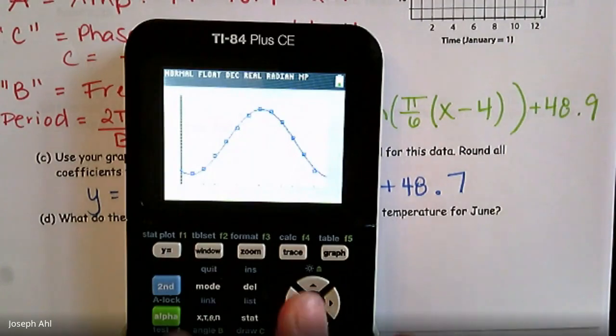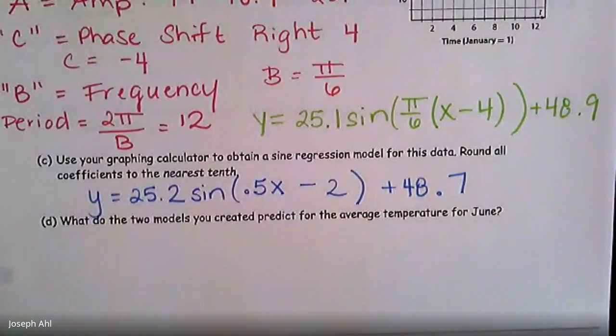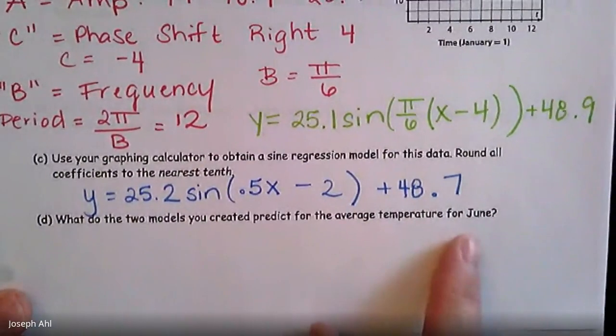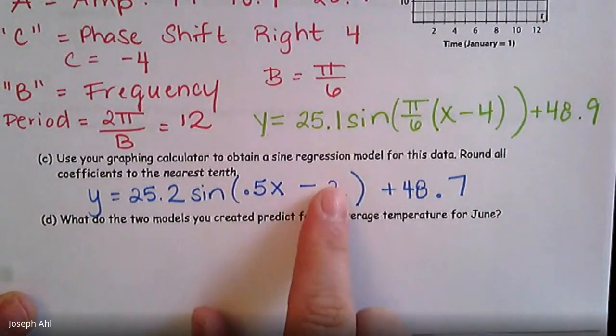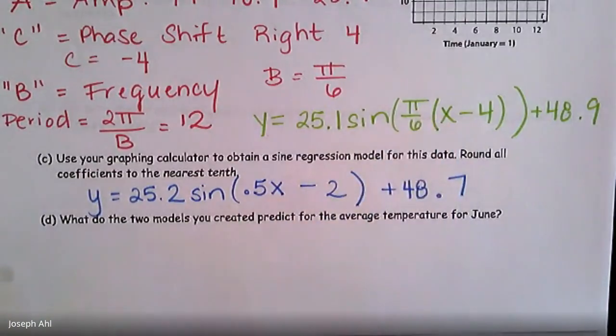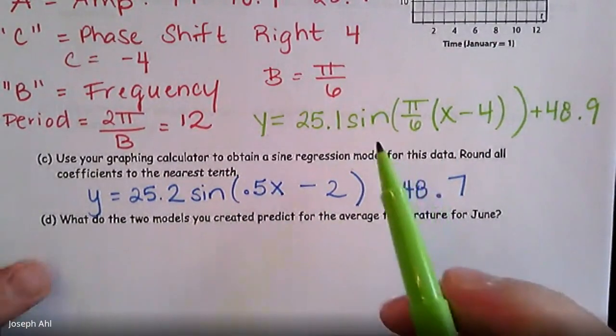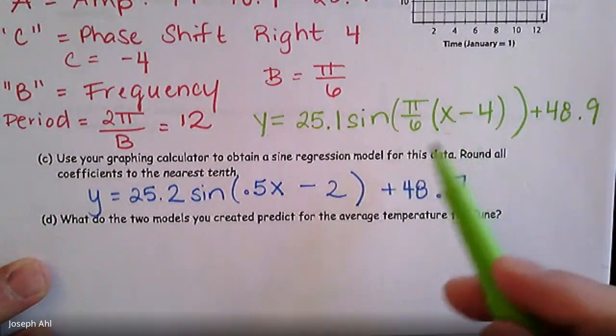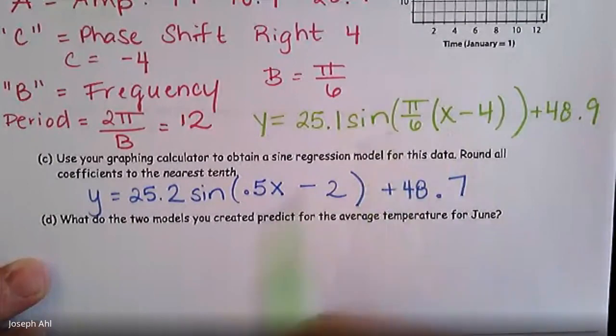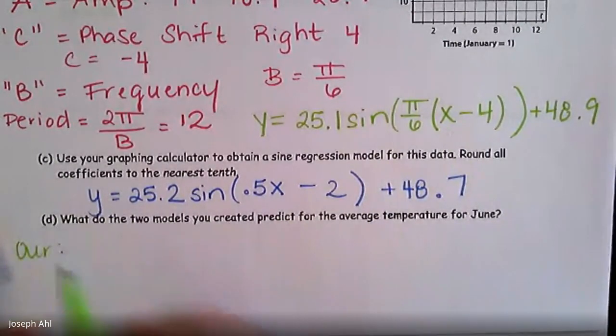So the last thing I want us to do in part D here is go ahead and predict the average temperature for June using both models. So we'll use the one the calculator came up with. We'll use the one that we have in our example as well. Make sure that if you're doing this, again, stay in radian mode. The sine of pi over 6 times something is only going to make sense if the calculator is in radian mode. So using our model, we have to enter for June, that would be month 6.